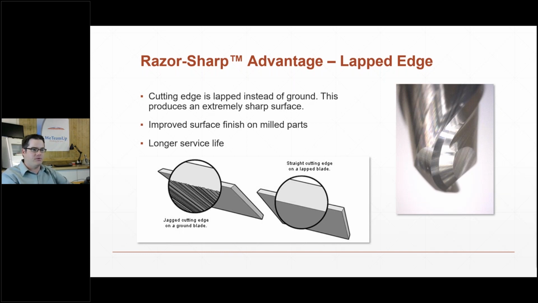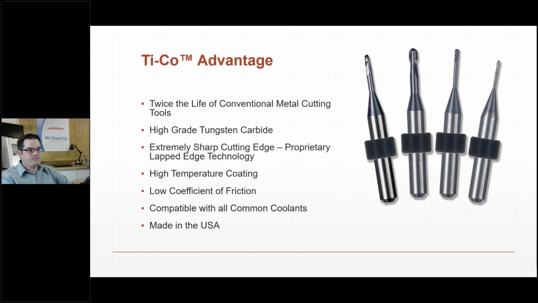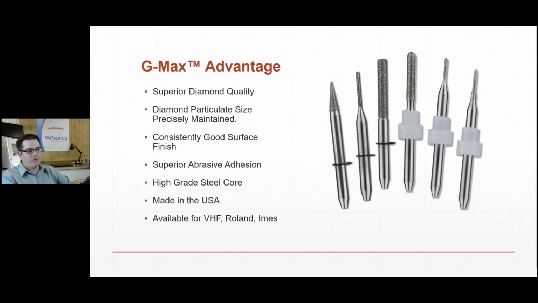This is certainly proven in the industry. People are very happy with these tools. And then if you're cutting metal, we make a great line of metal tools. They're called Tyco. Proprietary coating, our geometries that are optimized for titanium. We also have a line of grinding tools. So if you're doing Emax blocks or any other sort of glass ceramic milling, we've got you covered there.